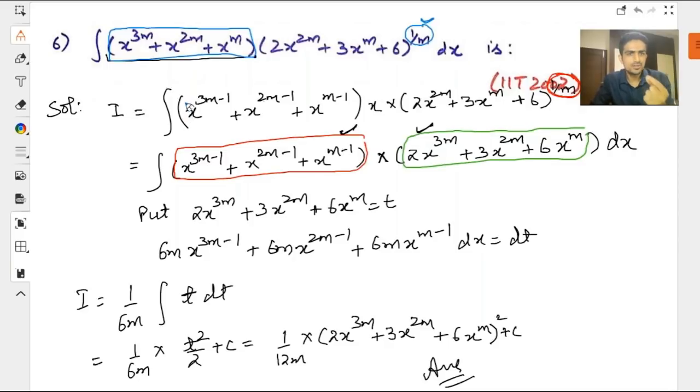And now it was just mere observation that if I take x common, I'll be left with the powers 3m minus 1, 2m minus 1, and m minus 1. And the moment that x goes inside the second bracket, becoming x power m, this term becomes x power 3m, this term x power 2m, and this term 6 into x power m. And hence I could see that I will get something whose derivative will be here. So at least now you know the direction in which you have to work.